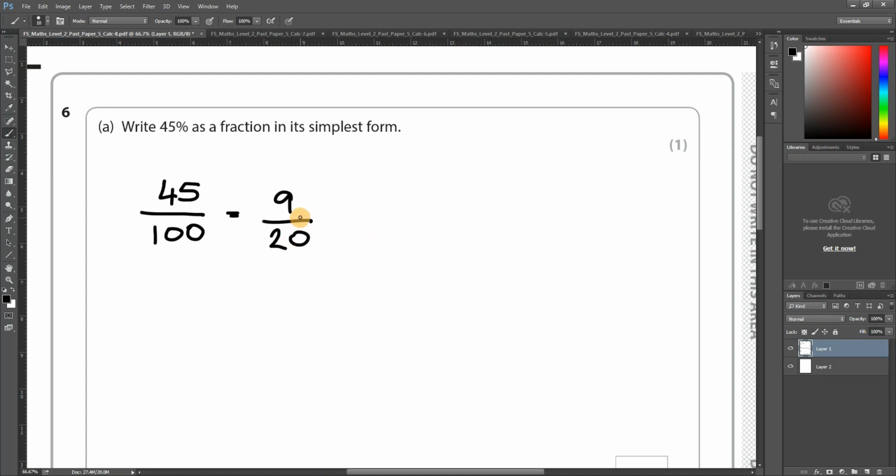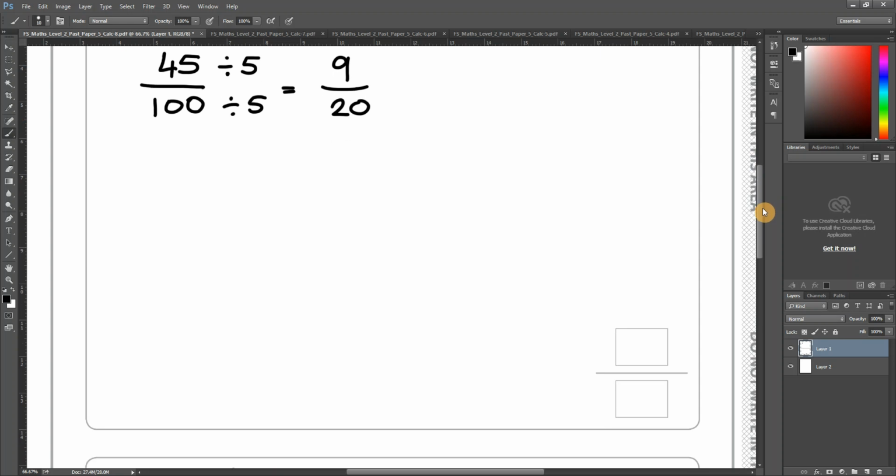Or you could have done it manually. You could work it out if you wanted to. Basically, just check what goes into both of these, and hopefully 5 is a common factor in both 45 and 100, which gives you 9 at the top, 20 for the bottom. So let's put that in the answer box for 1 mark.